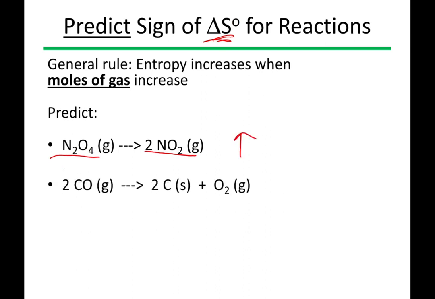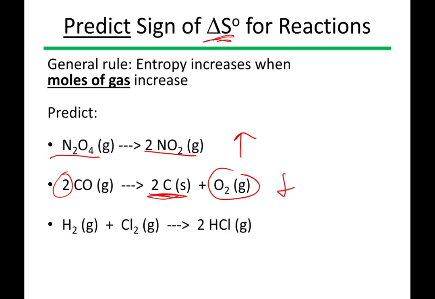For the second system, we have 2 moles of gas going to 1 mole of gas. For these solids, we won't worry about it, so the entropy will decrease. And for this system, we have 2 moles of gas on this side and 2 moles of gas on the other side, so we don't really have a way to predict based on the phases alone for this third reaction.